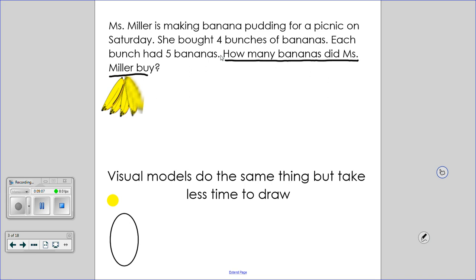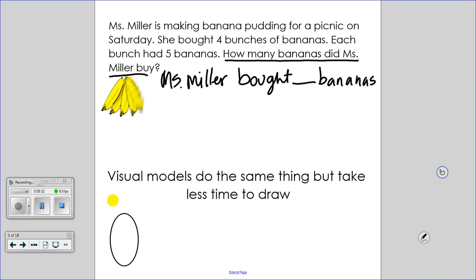Madeline, what am I counting? I'm counting bananas. Not bunches of bananas. Just individual bananas. So my answer sentence is probably going to be: Miss Miller bought blank bananas. Make sure you have an answer sentence in your notebook.